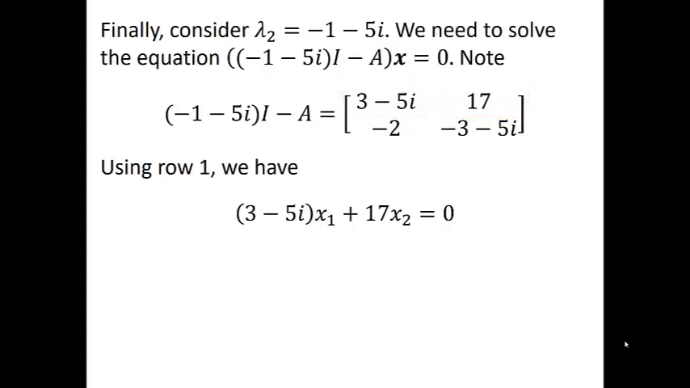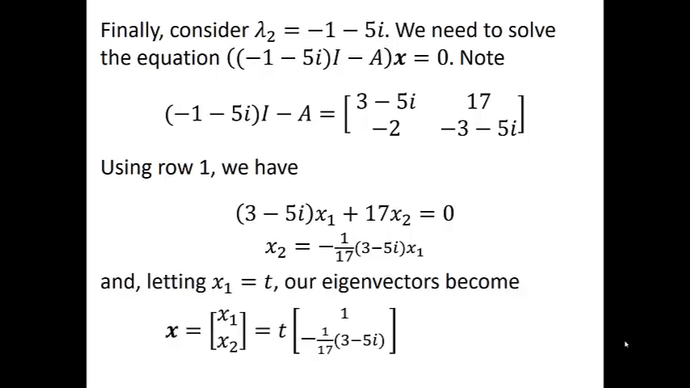We want to keep that complex number in the numerator. So to solve for x2, we subtract to the other side and then divide. So x2 is (3 minus 5i) x1 times negative 1/17. In that case, we would let x1 be our parameter, and our eigenvectors become scalar multiples of vectors whose first component is 1 and whose second component is negative 1/17 times (3 minus 5i), or multiply through by that negative 17 and take your eigenvectors to be scalar multiples of (17, -(3 minus 5i)).